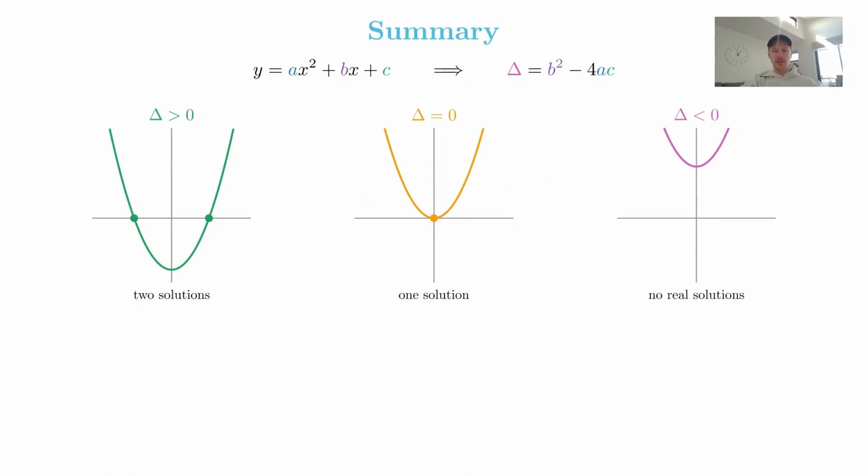And here's the summary, right? This is the golden ticket. If the discriminant is positive, we use this delta. Delta for the discriminant is greater than 0, you have two solutions. If it's equal to 0, you have one solution. And if it's less than 0, you have no real solutions. And remember, these can all obviously be sad faces as well. They're all happy faces at the moment.